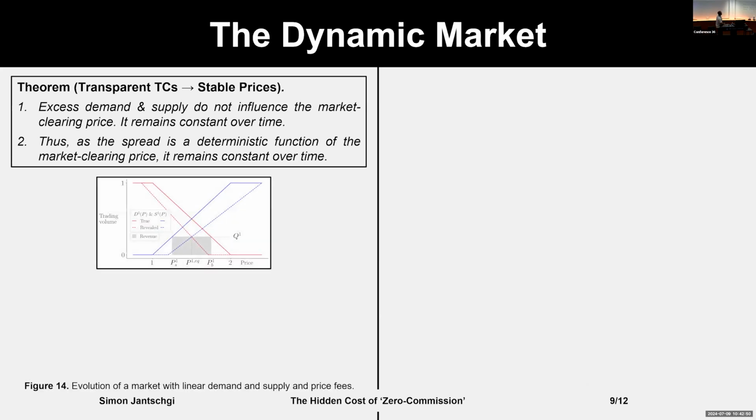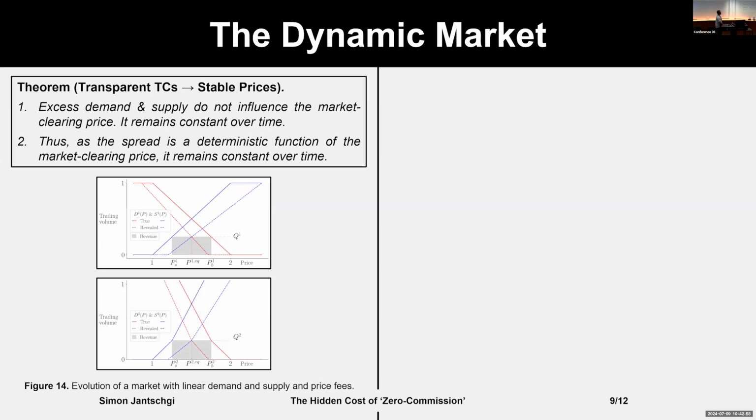Why is that the case? On the first round, you have your transparent transaction costs. Basically, you're going to clear the market with some revenue. But in the second round, the way that excess demand and supply builds up, because you cleared all of the orders up to the equilibrium price, excess demand and supply, so where the demand and the supply curve gets steeper, only builds up after the equilibrium price. So it doesn't change the equilibrium price.